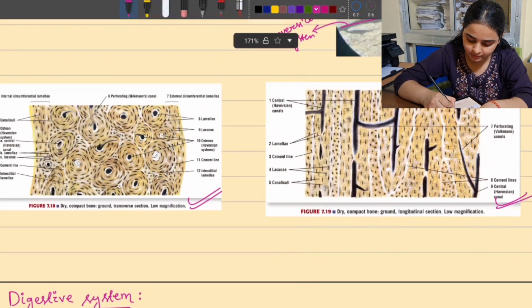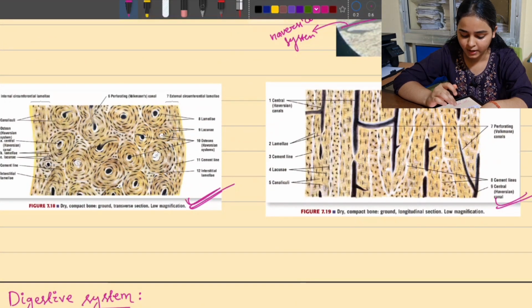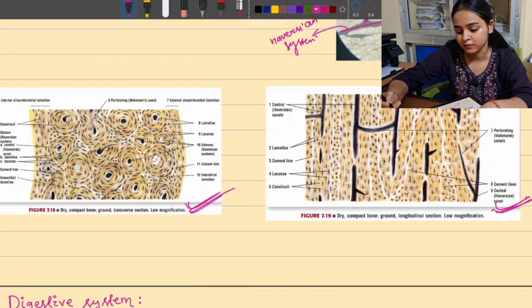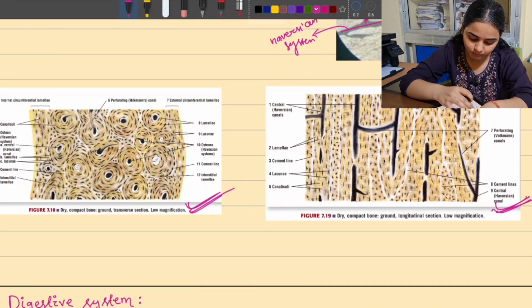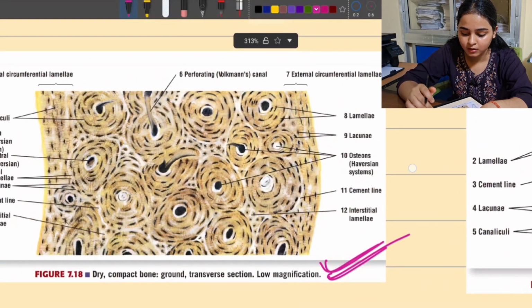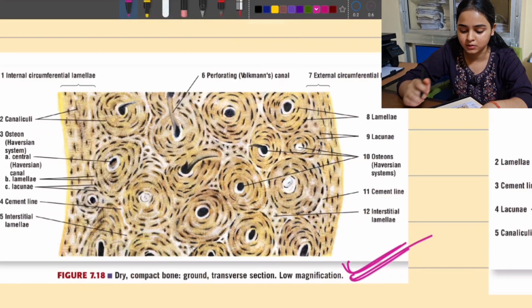So this is the diagram that you need to draw for transverse section, and this is the diagram you need to draw for longitudinal section. And these diagrams are labeled as well, so you do not have to find the labelings. Okay, so this is all about the bone.